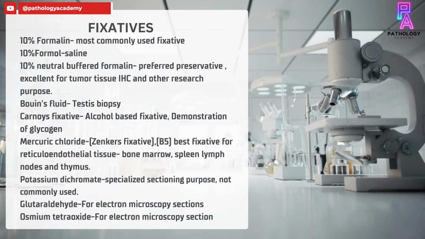Other fixatives are Bouin's fluid, which is a picric acid based fixative and is used in testis biopsy preferably. Carnoy's fixative, which is an alcohol-based fixative and demonstrates glycogen. Mercuric chloride fixatives, the most common being Zenker's fixative, and the newer one is the B5 fixative, and these fixatives are best for reticuloendothelial tissue like bone marrow, spleen, lymph nodes, and thyroid.